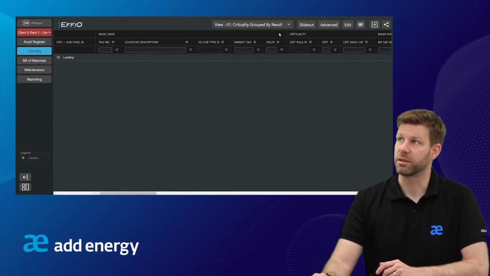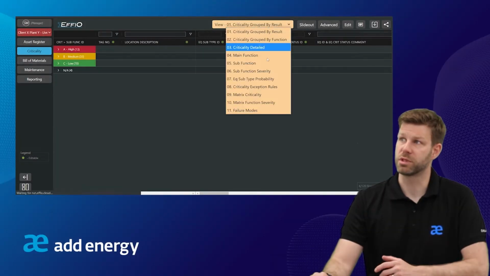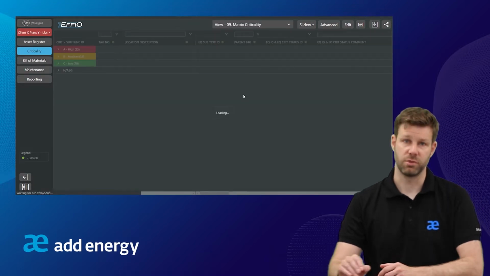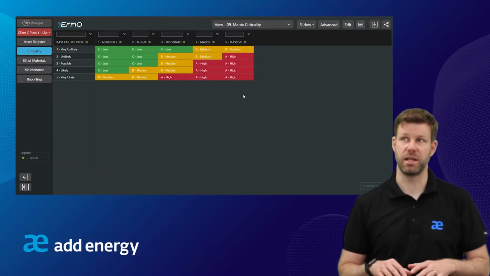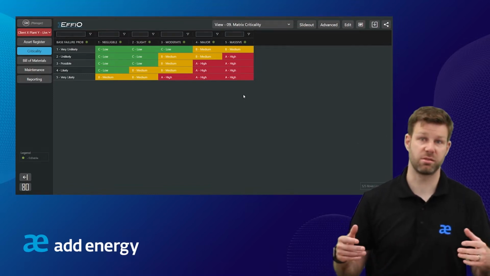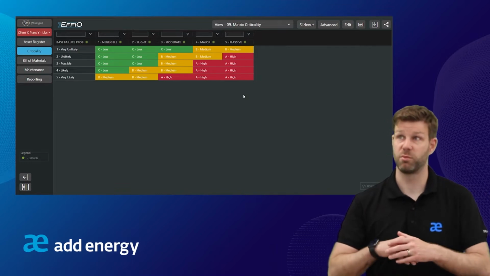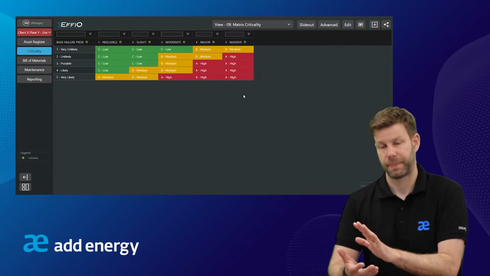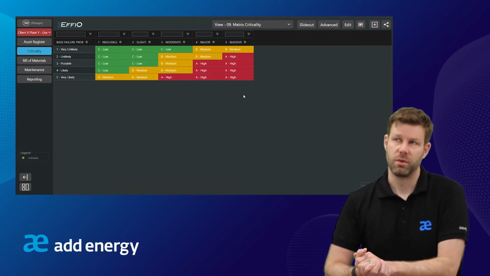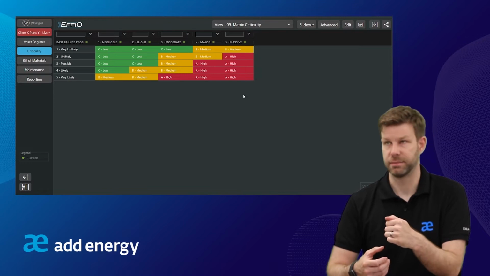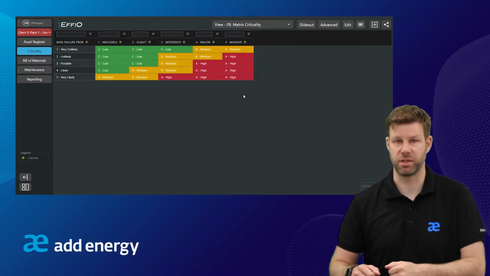On the criticality side of things, we would want to start with always is your matrix. Normally most clients would have a basic 5x5 or 4x6, or even I've seen 8x8s. Whichever way the client wishes to do this, we can incorporate into Effio. The idea being that this way of thinking about probability and likelihood gives you that ability to understand the risk.